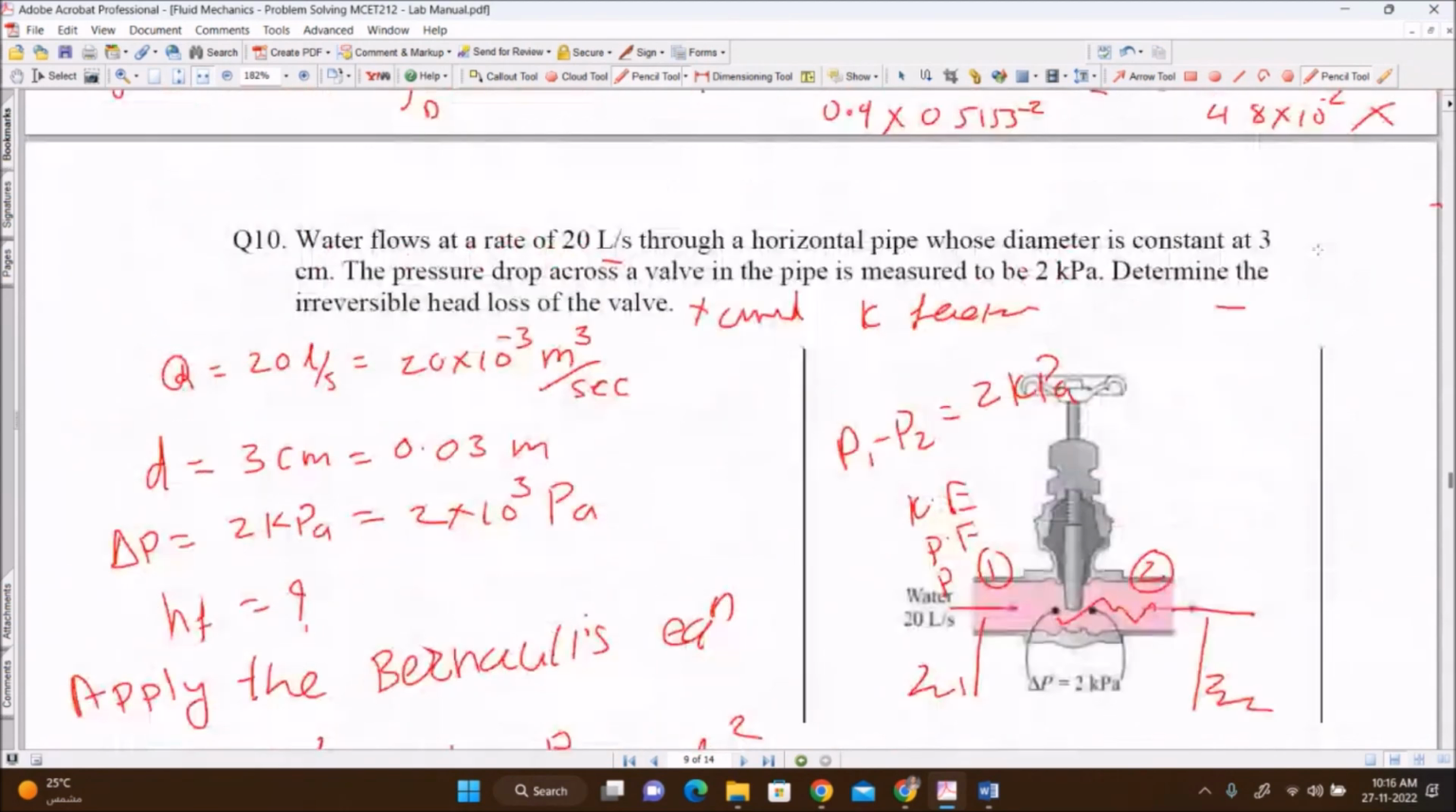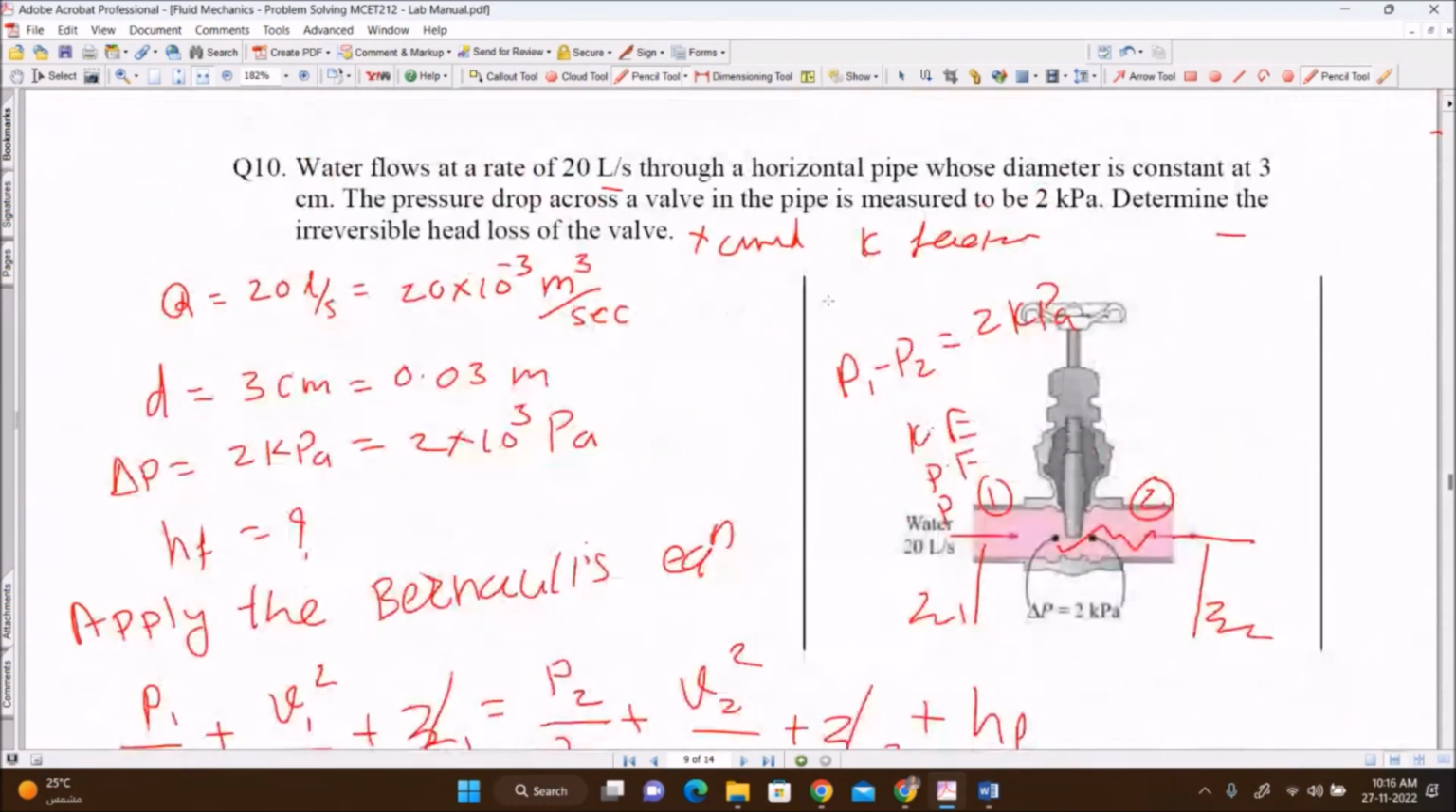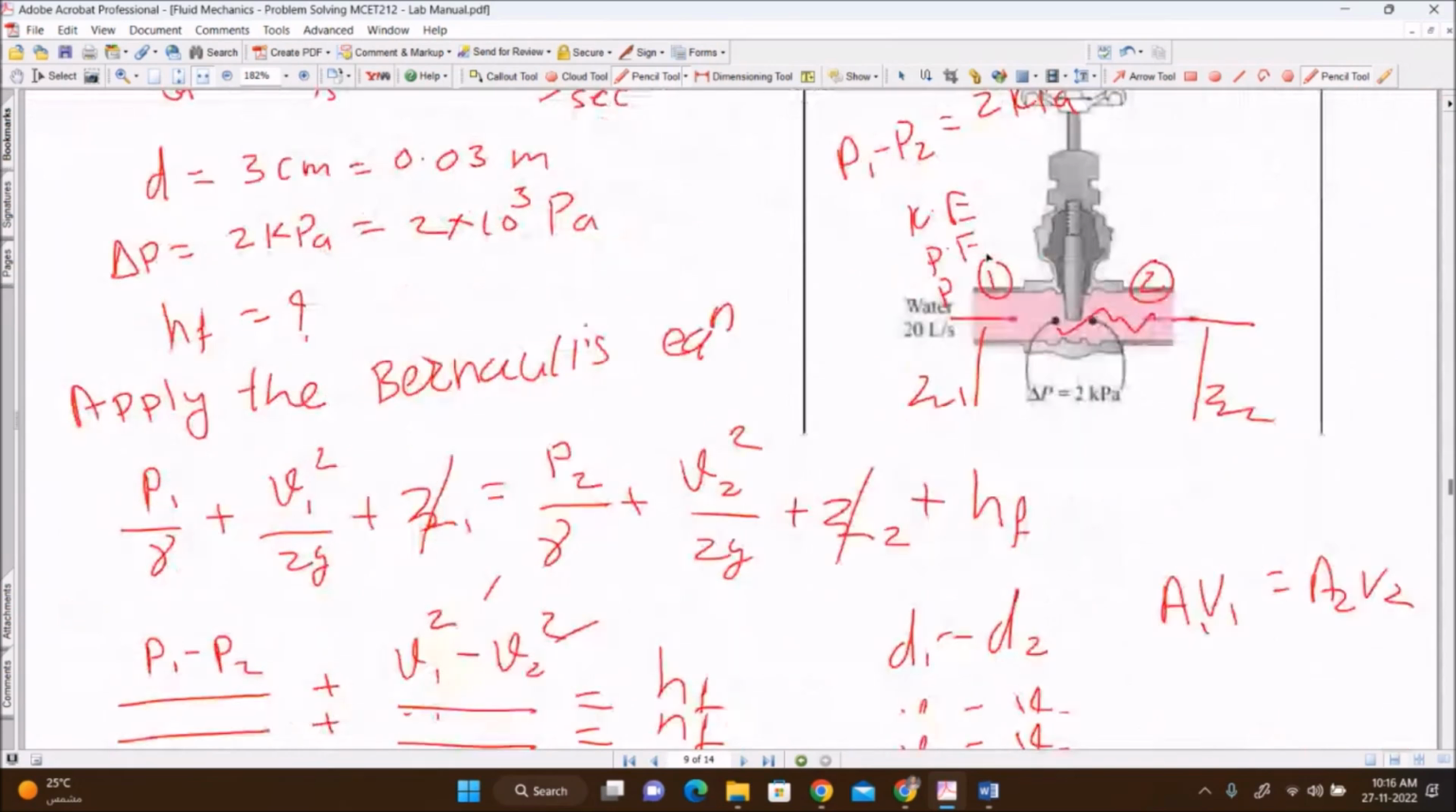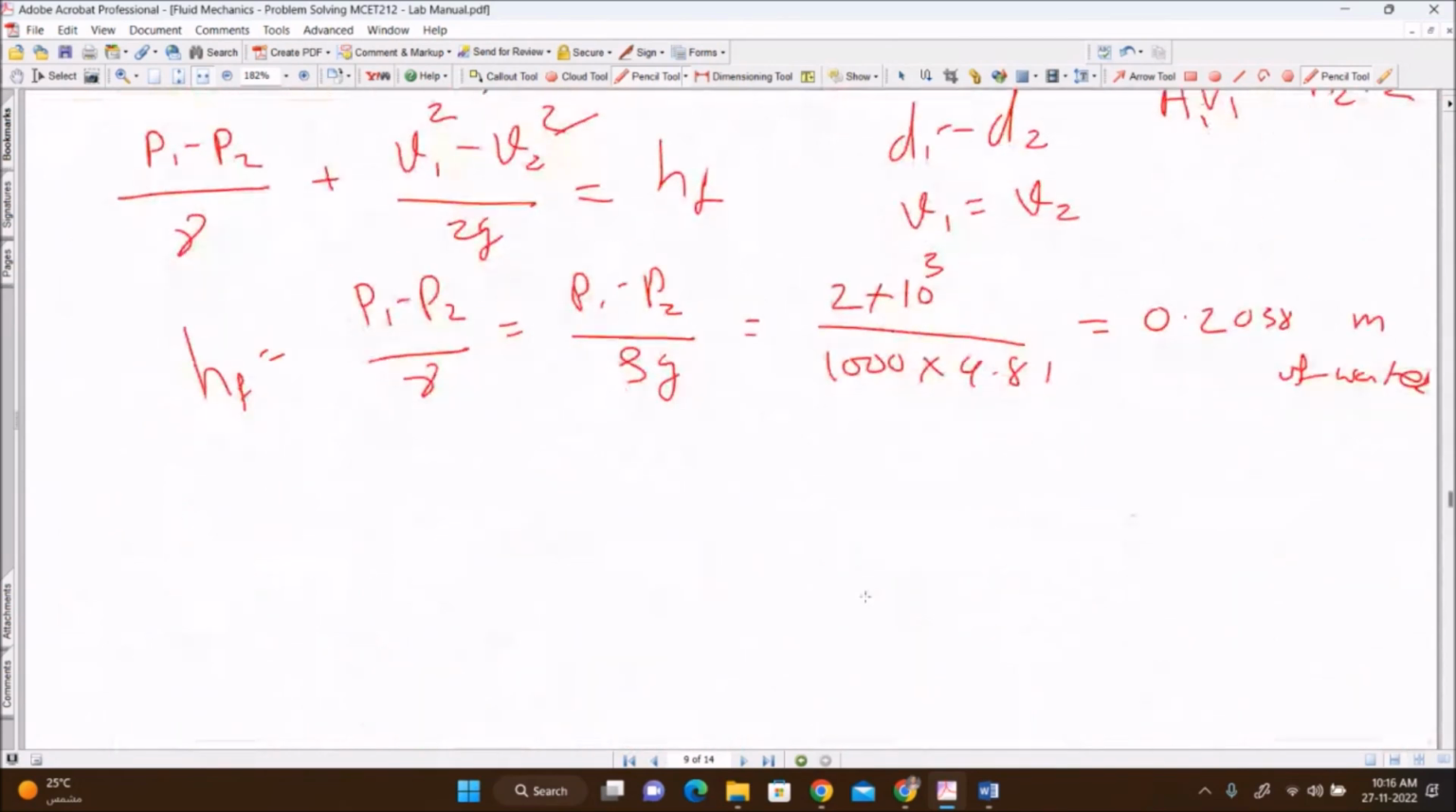Now, determine the irreversible head loss. By Bernoulli's equation, I find the head loss. Sometimes it is also asked to find the Reynolds number and the velocity. So I can find the velocity by finding the area.